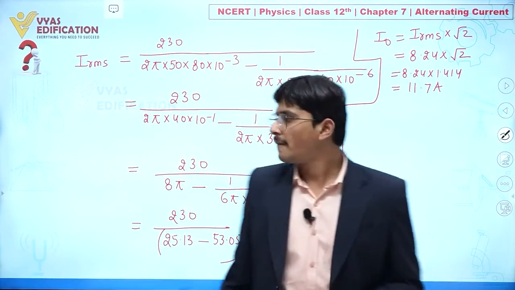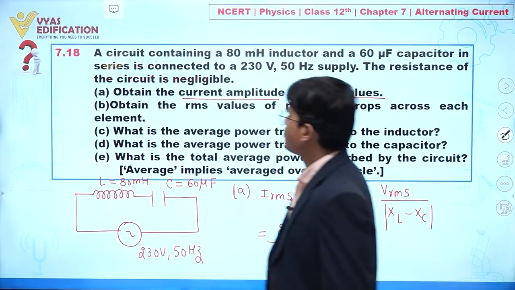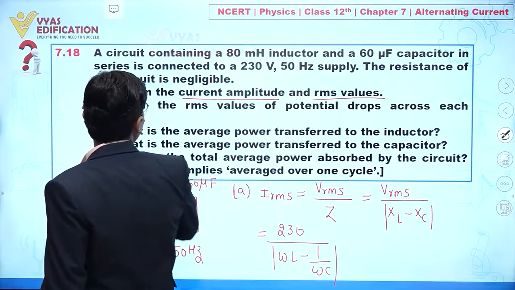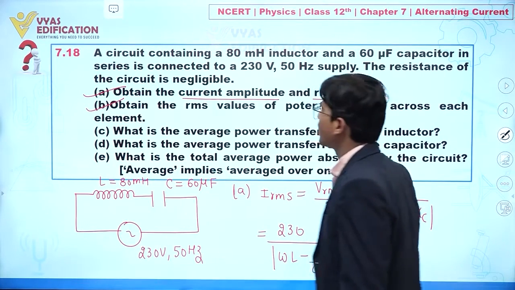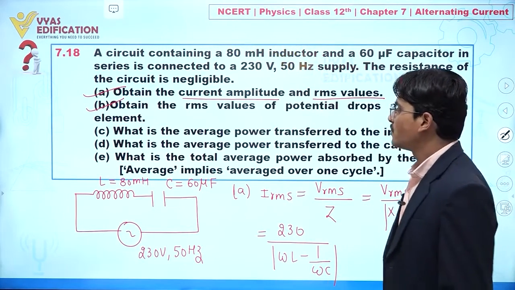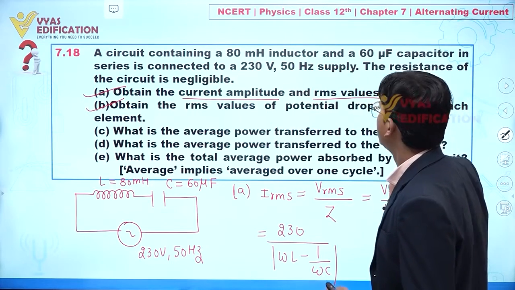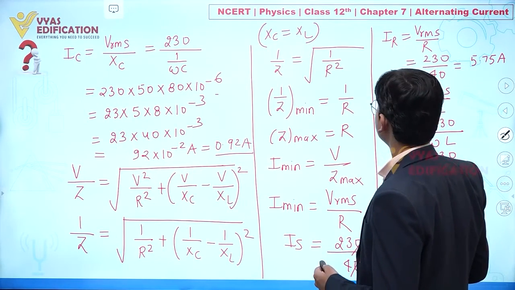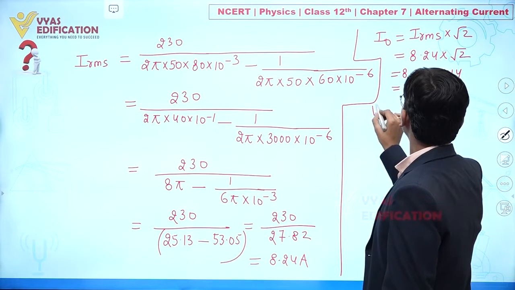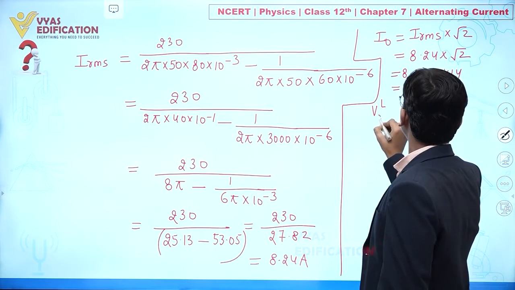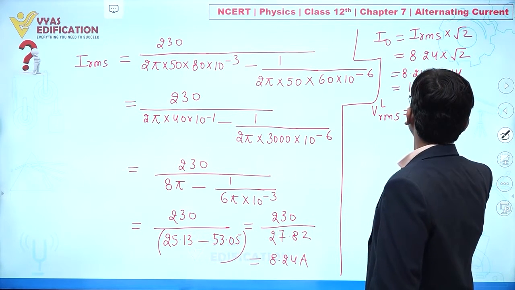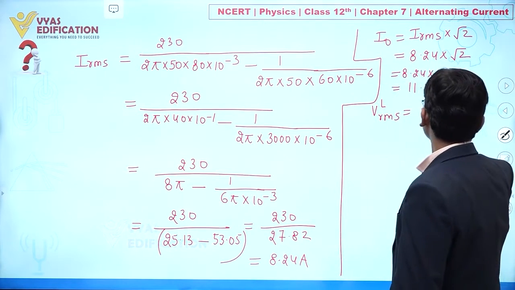Clear everyone? Now we are going to discuss part B. Obtain the RMS value of potential drop across each element. Clear? So now we can find it easily. VRMS across the inductor is given by IRMS into XL. Clear?